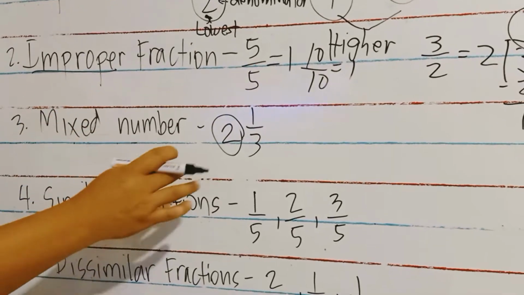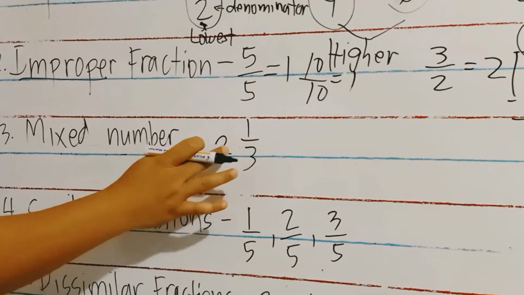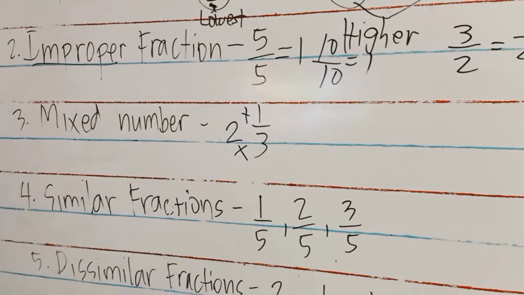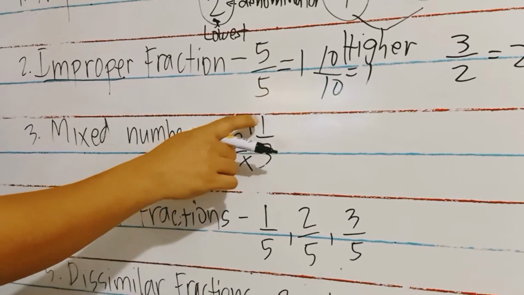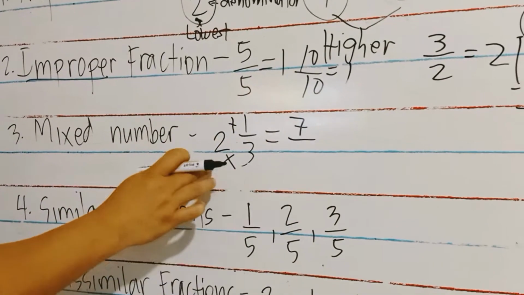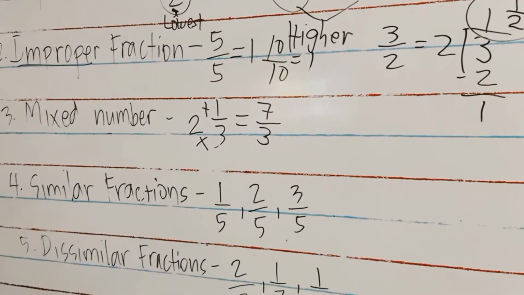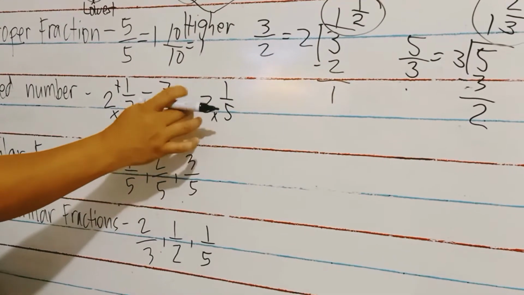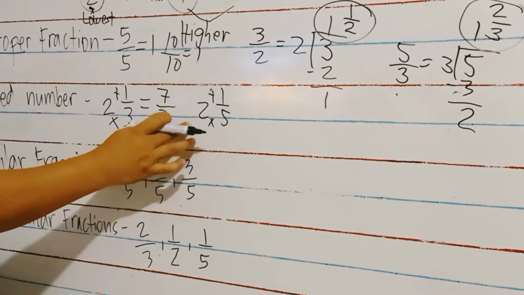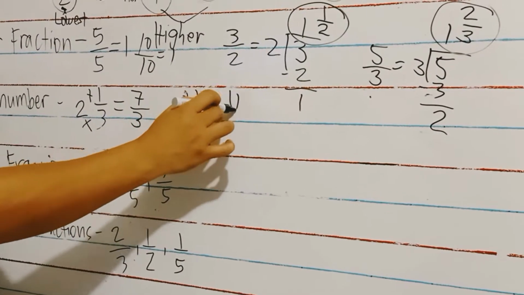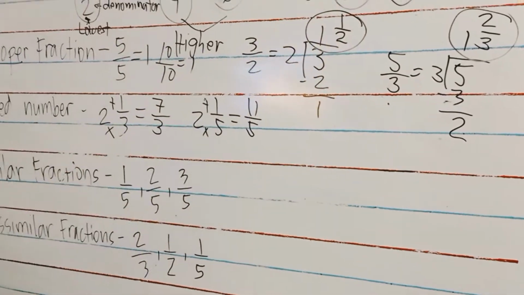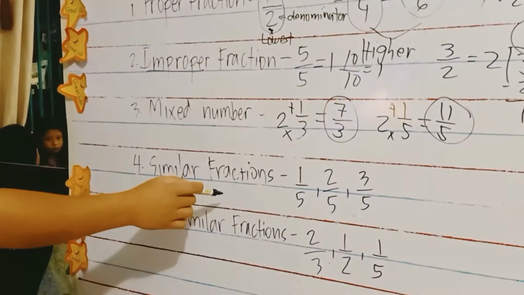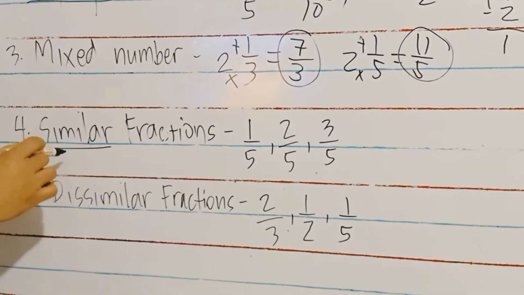Okay? Paano na naman natin siya ibabalik sa improper? Yung mixed number, ibabalik natin siya sa improper is we just multiply and add. 3 times 2, 6 plus 1, 7. Then copy 3, the denominator. Okay? One more example. 2 and 1/5. Just multiply and add. 5 times 2 is 10 plus 1 is 11. Copy the denominator, 5. Improper na siya. Okay? Next, similar fractions. The word similar means the same.